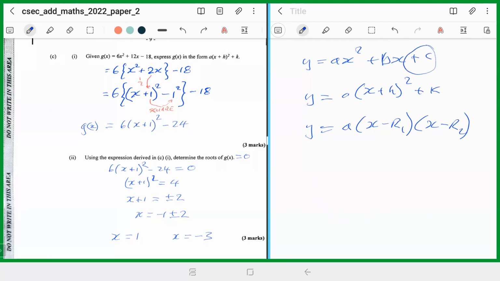The C out here is the y-axis intercept. That's the point where the graph crosses the y-axis, the C value. So the standard form gives you two pieces of information: the shape based on the A, and the y-axis intercept based on the C.